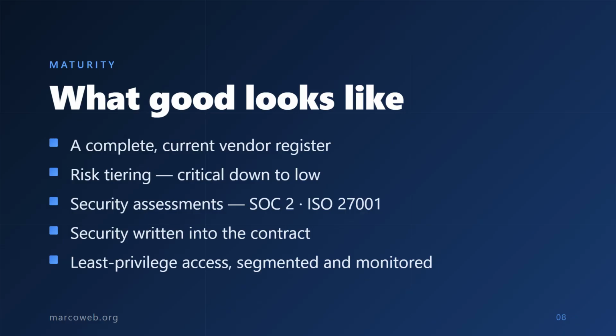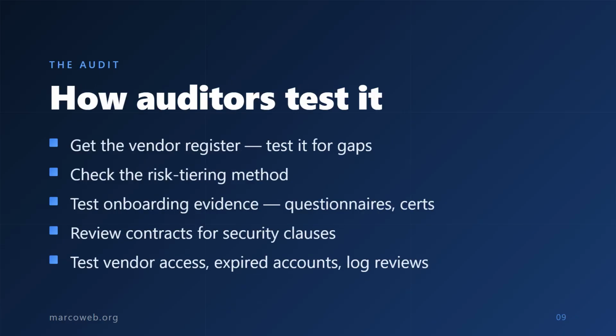Auditors test this by reviewing the vendor register and identifying vendors that are missing. They examine the risk tiering methodology. They test onboarding to confirm that security assessments were completed before access was granted. They review contracts for meaningful security clauses. They test actual access, looking for vendors whose contracts have expired but whose accounts remain active. And they confirm that logs are being reviewed.